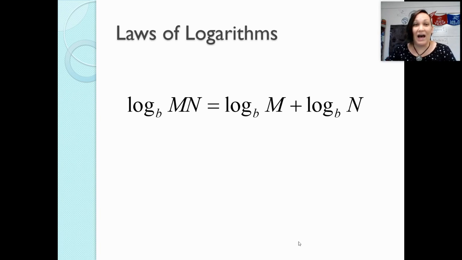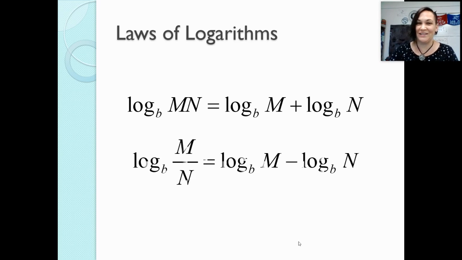All right, so going in that same direction, we did multiplication changes to addition. So maybe you remember our rules for exponents, and you'll know that the next one is that division changes into subtraction. So if you have the log of a fraction or a division problem, you can change it into 2 separate logs using subtraction.